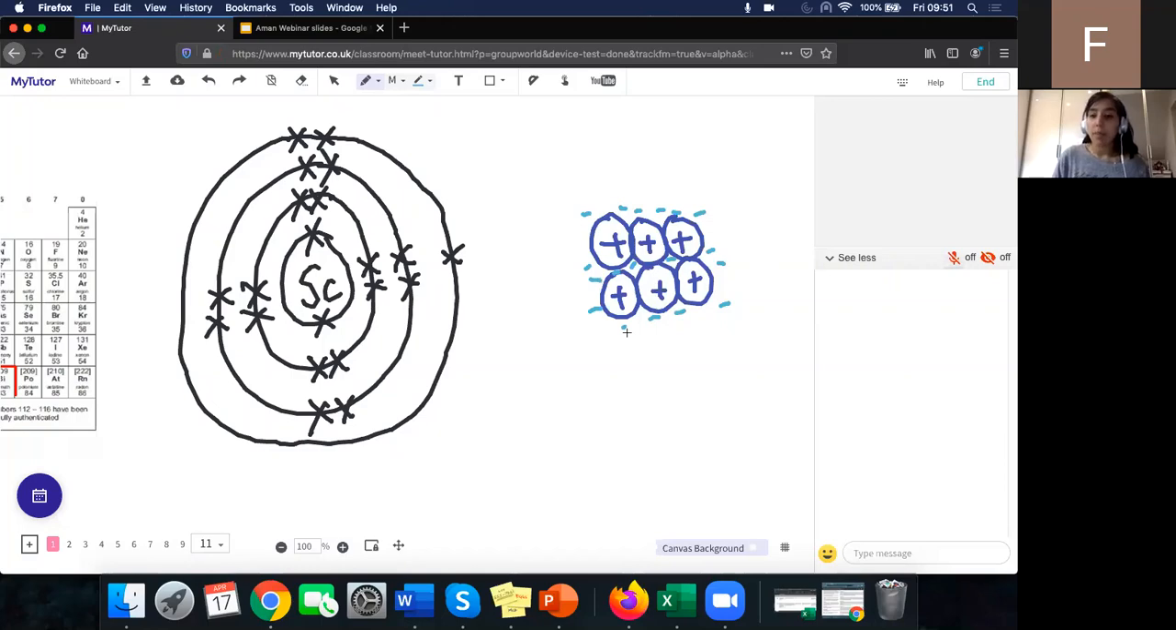Like that. And so that means there are strong electrostatic attractive forces between the electrons and the protons in the nucleus of these cations. So that means that they are hard and strong, as well as having high melting and boiling points, because a lot of energy is needed to overcome those forces.